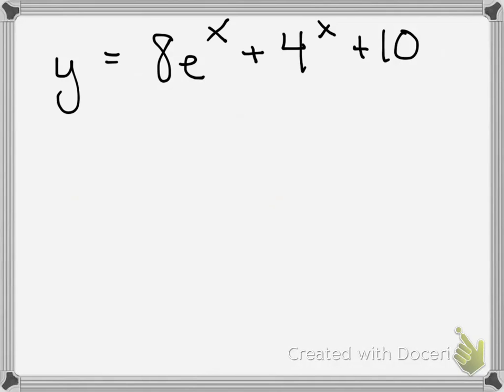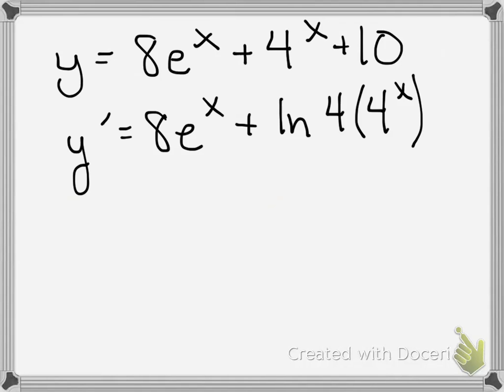Okay, so for this one, I want you to pause the video, try 8e to the x plus 4 to the x plus 10. Try to find the derivative of that. So for this one, e to the x is easy. The derivative of e to the x is just e to the x. Your 8 doesn't change. Then you have an exponent, which turns into the natural log of your base times the exponent. So there's your derivative.